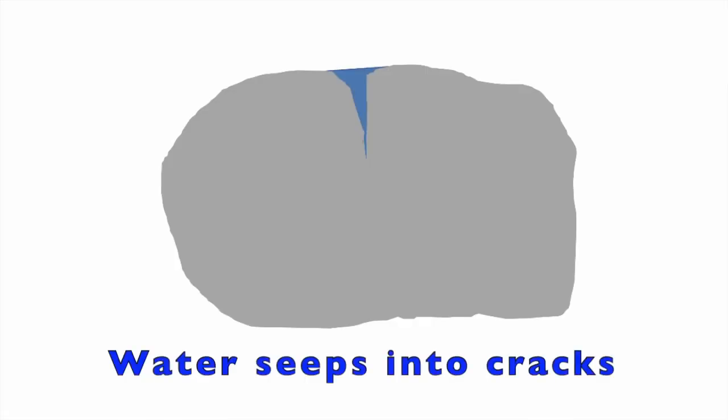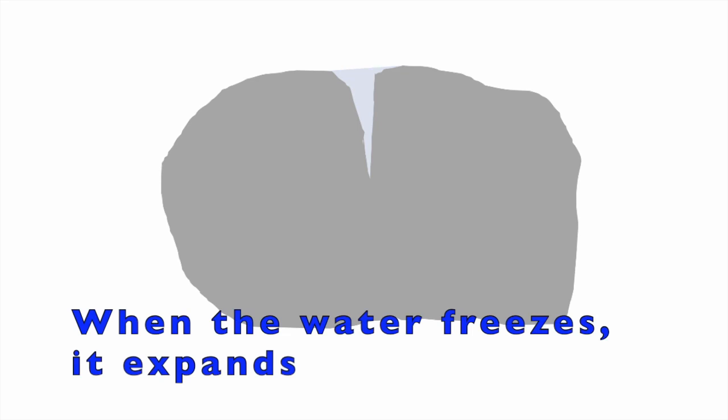One of these is through a process known as ice wedging. In this form of weathering, water seeps into cracks in a rock. When the water freezes, it expands, and this slowly pushes or wedges the rock apart. As the freeze-thaw cycle repeats over time, the rock eventually breaks into pieces.